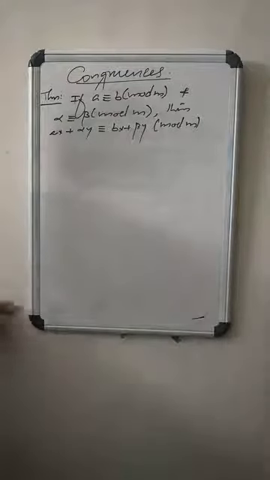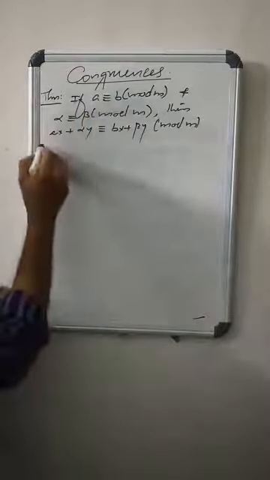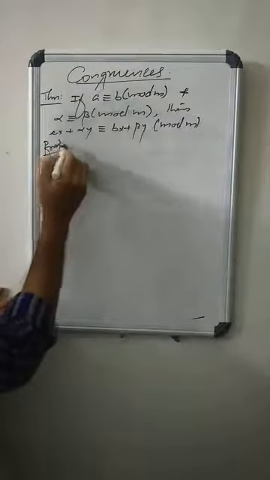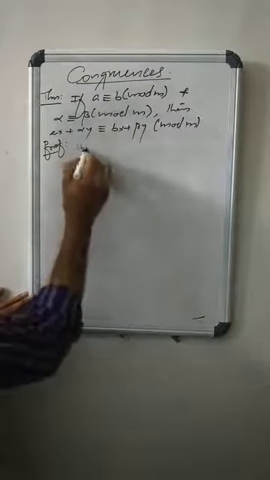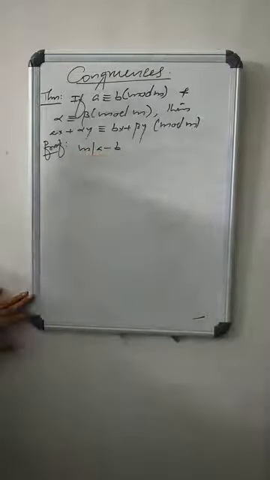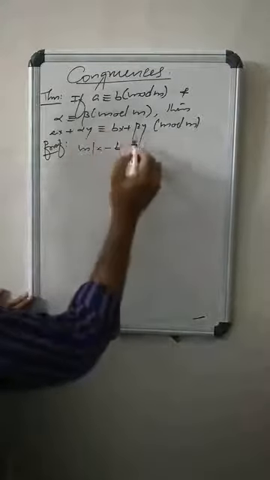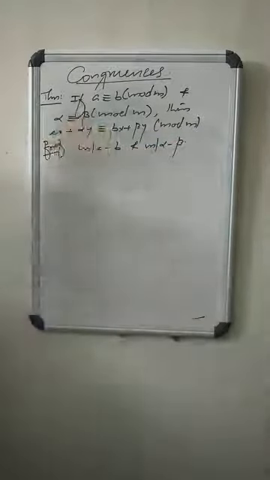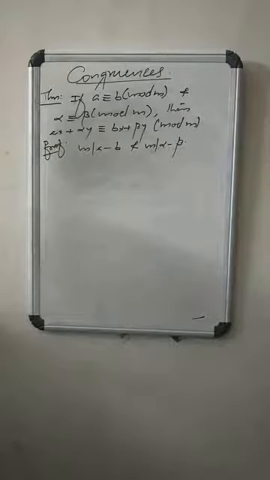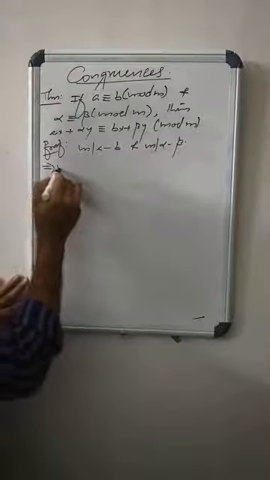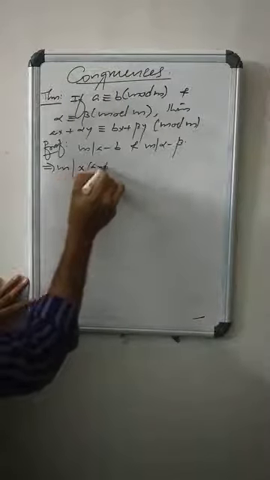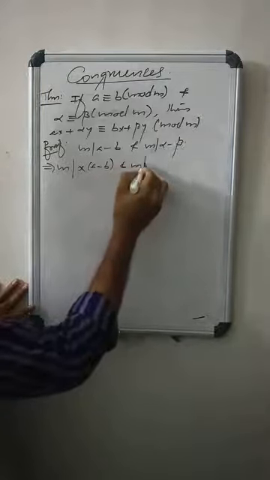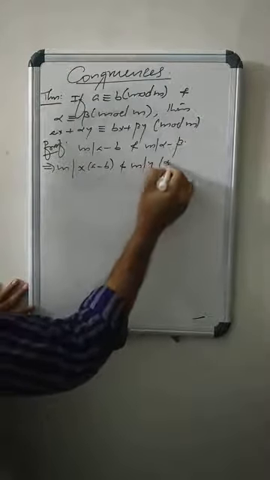How? Similarly, why? a congruent to b mod m means m divides a minus b, it is given. Also alpha congruent to beta mod m means m divides alpha minus beta. So m divides a minus b and m divides alpha minus beta. That means m divides x times a minus b, and m divides y times alpha minus beta.